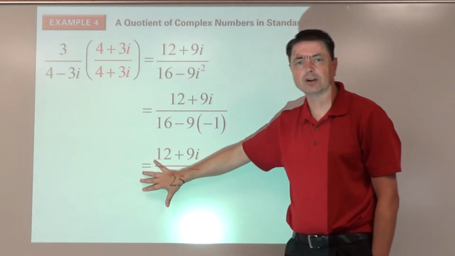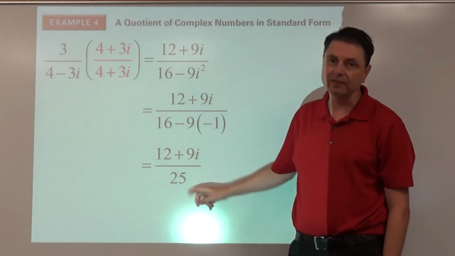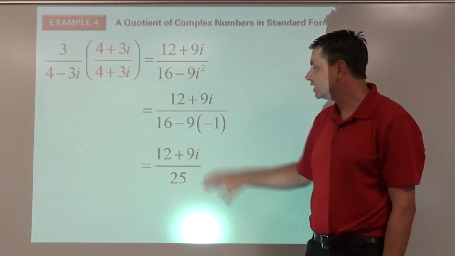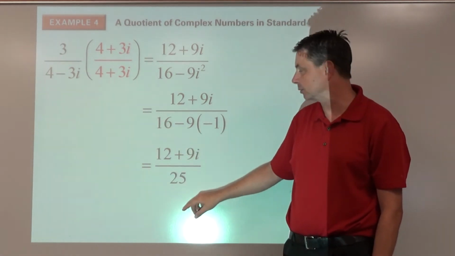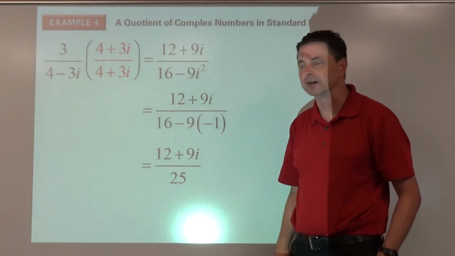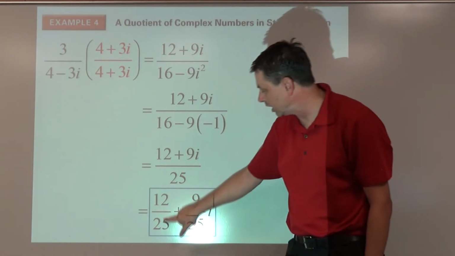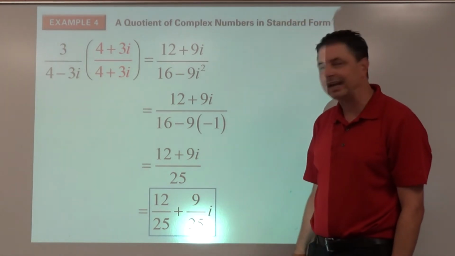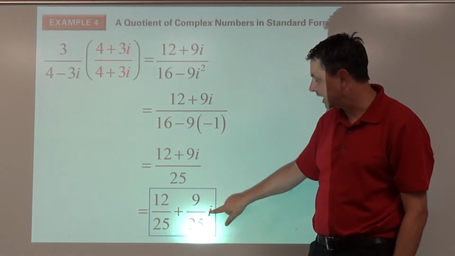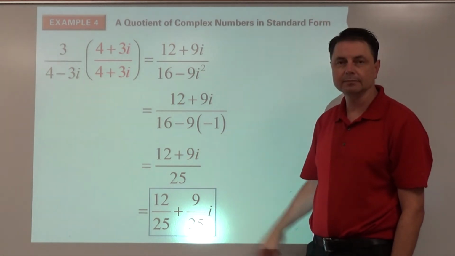Now that's not standard form, because if we wrote this 12 plus 9i over 25, i would have been the last thing that I wrote. So I need to break this up and distribute the division. Divide both of these terms by the 25. So that's our standard form answer, 12 over 25 plus 9 over 25. And notice that the i is going to trail this b part, b times the i.